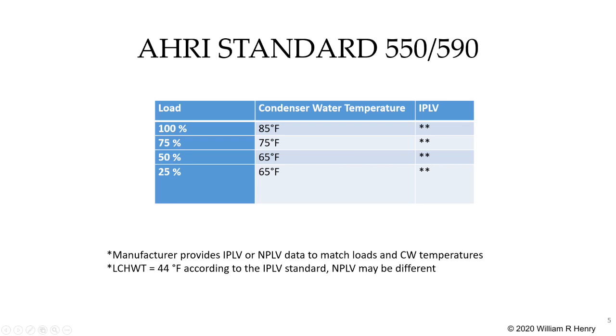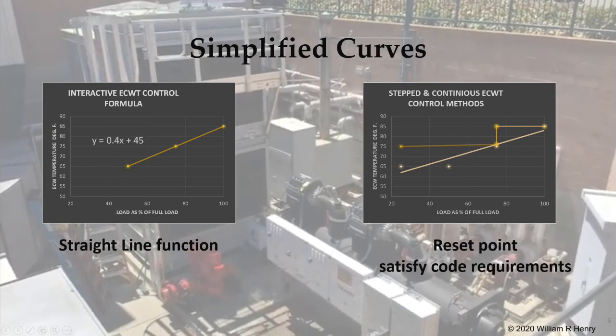For now, in the next slide, I will simplify the curve. In the first chart, we can reduce the curve to a straight line by fixing the lower limit of condenser water temperature at 50% load. But we can also introduce a single point step down of the condenser water temperature as shown on the second chart. While this does not provide as much savings, it can be simply implemented and should satisfy those jurisdictions that require some reduction in compressor lift at part load.